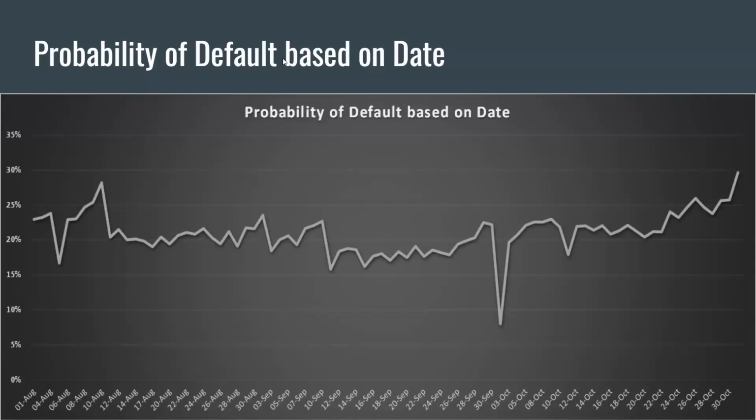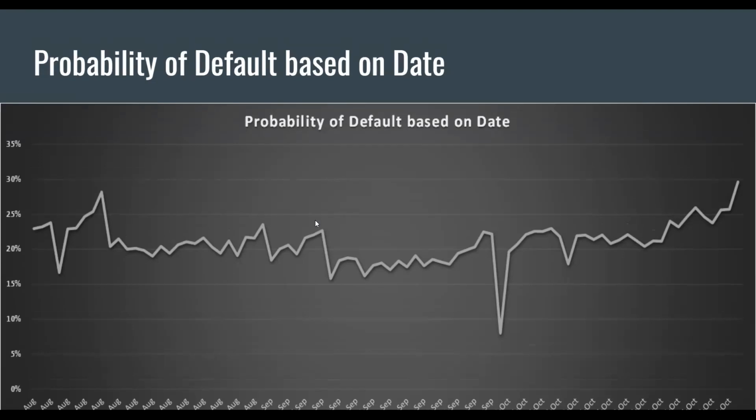In this, we can say that from the month of August to October, the probability of default shows a slight leap in October, and after that there is a high chance of loan defaulting. We assume that after October there will be a festival season, and people are spending more on the festival. After that they are not able to pay their loans, so there is a high chance that they default.